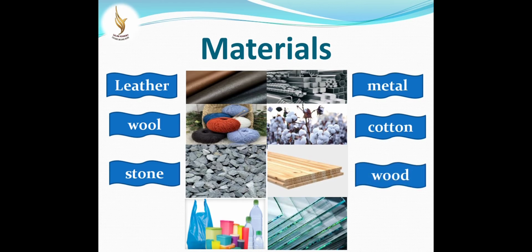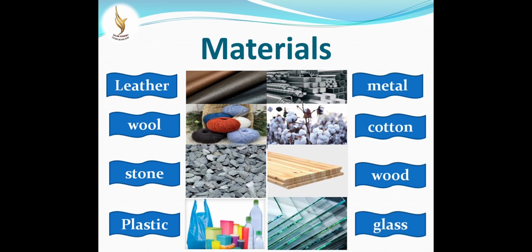Wood. Wood is a material that comes from tree, and it's used to make furniture like beds, tables, chairs. Plastic. Plastic is a light, hard material, and it's used to make bottles, plastic cups, plastic bags, and ruler, toys. Glass. Glass is a material that you can see through. It's used to make windows.